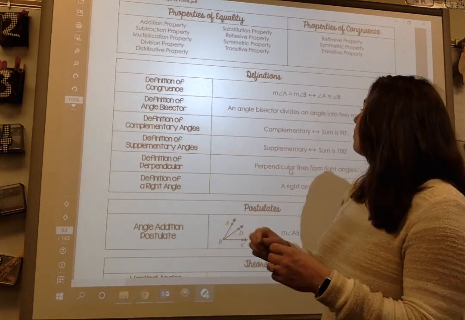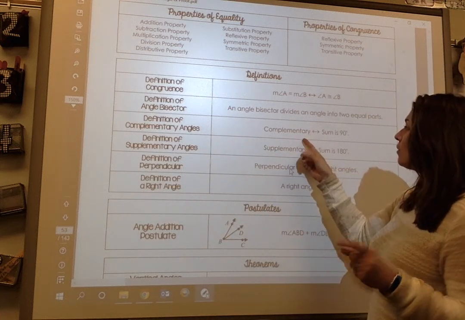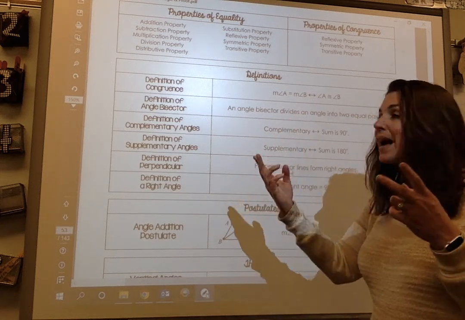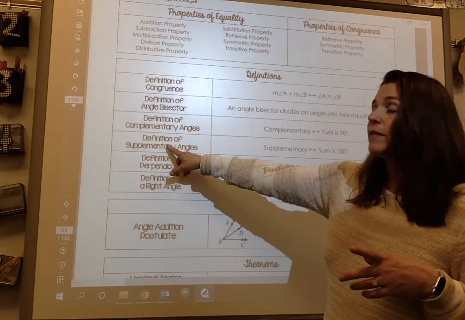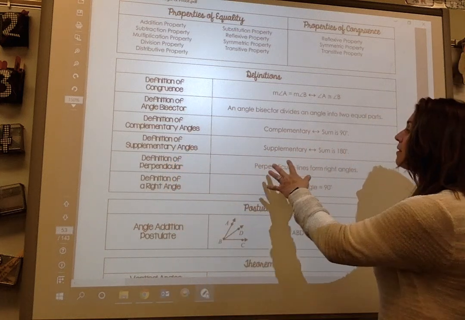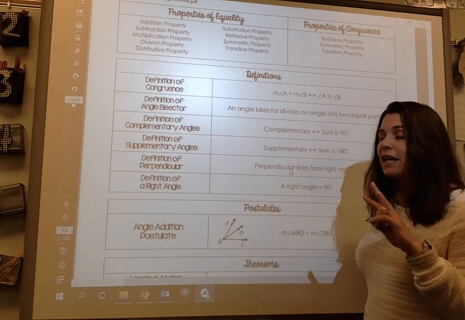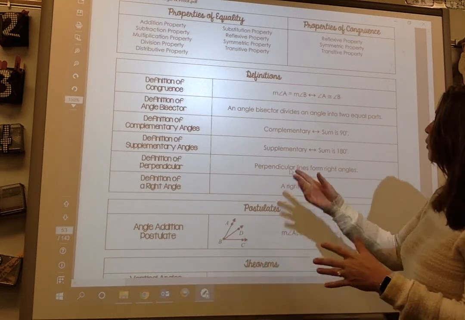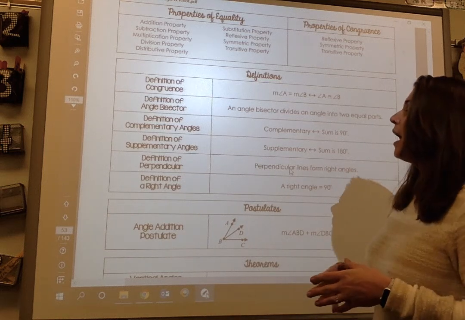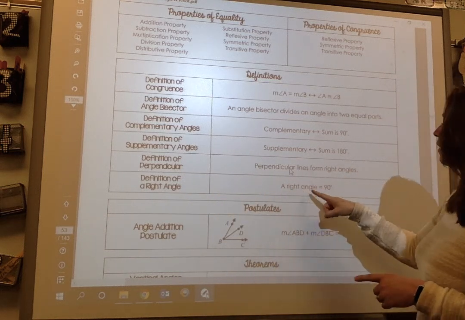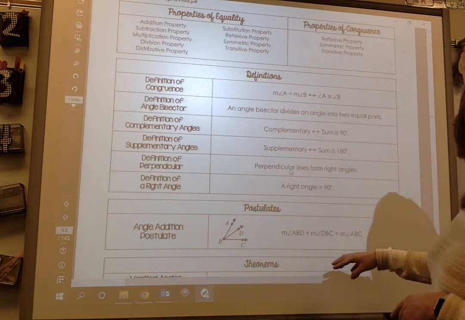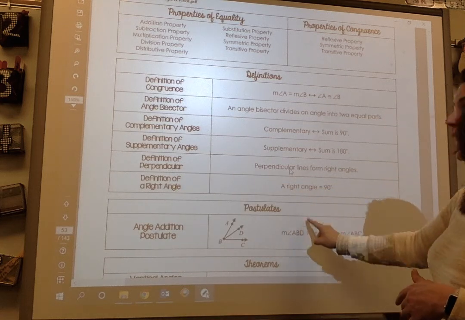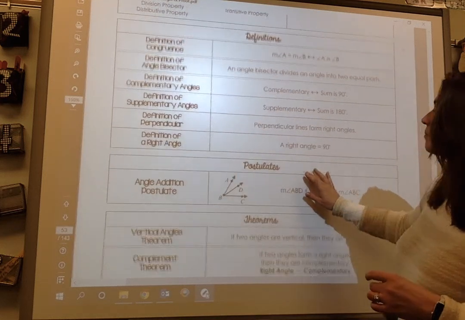The definition of complementary angles: angles are complementary if and only if the sum is 90 degrees. Again, that's that biconditional statement. And the definition of supplementary angles: angles are supplementary if and only if, biconditional, the sum is 180. Definition of perpendicular says perpendicular lines form right angles. And the definition of a right angle is an angle equals 90 degrees.